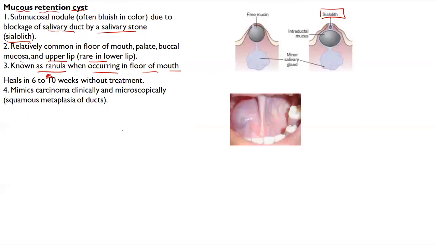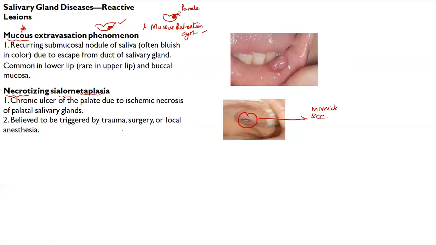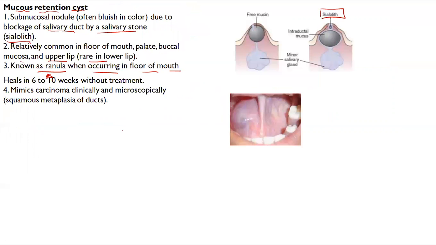So let's revise once again. In the reactive lesions, we have mucus extravasation phenomenon, which is seen in the lower lip in the form of mucocele. Necrotizing sialometaplasia is ischemic necrosis occurring mostly in the palatal salivary glands, which might be triggered due to trauma or surgery. Mucus retention cyst is usually seen in the upper lip.